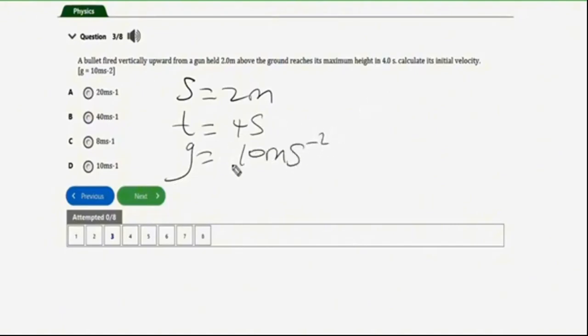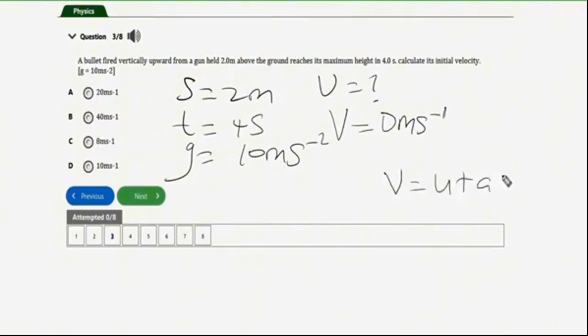We are looking for the initial velocity. Calculate its initial velocity. U is unknown. Our final velocity will be 0 meters per second, because when the bullet is fired vertically upward, at its maximum height the final velocity will be 0. We are going to apply this equation of motion to solve it: V equals U plus A T.